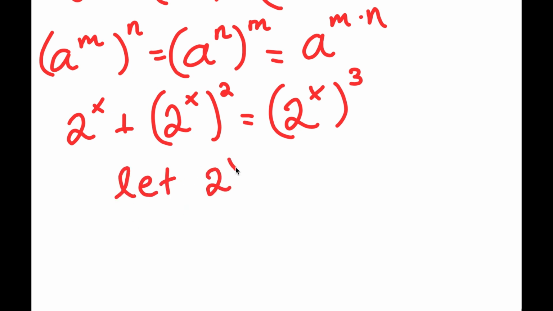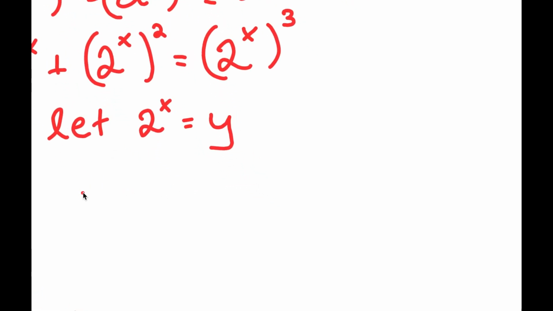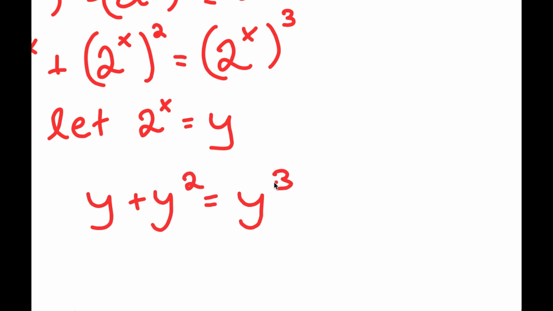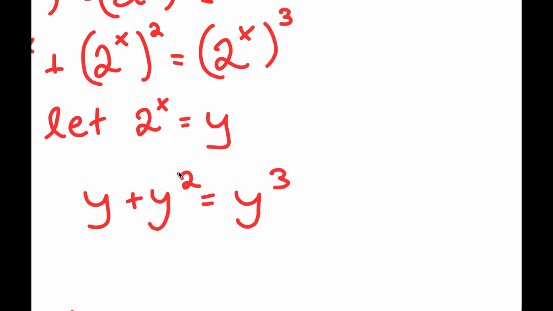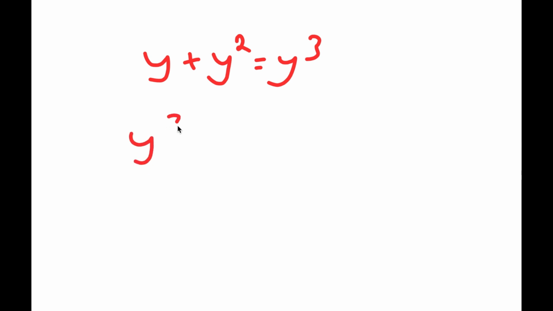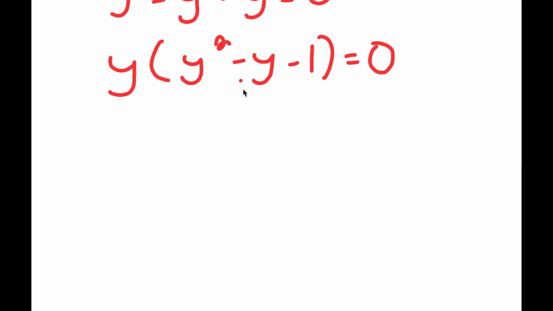Now I'm going to let 2 to the power of x equal to y. So now I have y plus y squared is equal to y to the power of 3. And now to solve this, I'm going to rewrite this as y to the power of 3 minus y squared minus y is equal to 0. And I'm going to factor out y. So I get y times y squared minus y minus 1 is equal to 0.